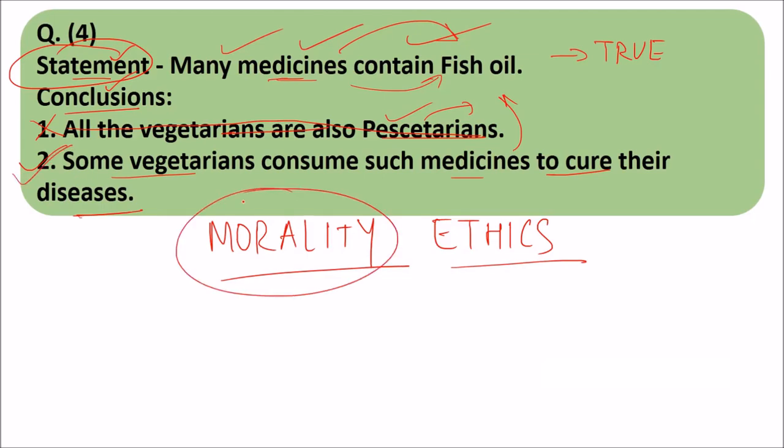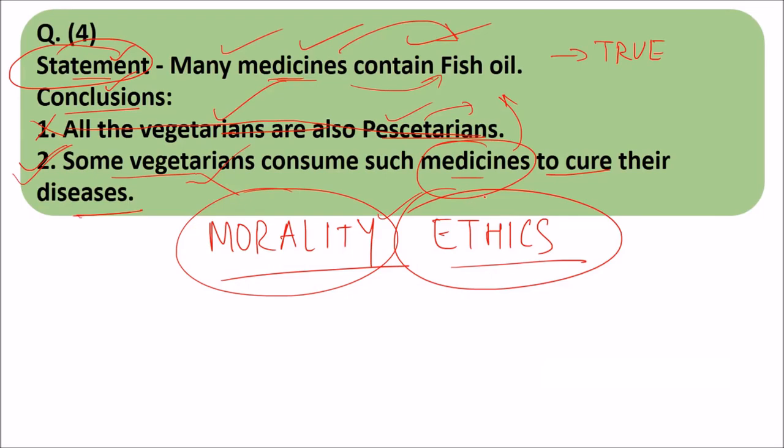So don't go by morality. By default, by morality, vegetarians should not consume any product related to fish. But vegetarians might have a disease and they have to take medicine. So don't go by morality or ethics that vegetarians should not consume anything. It is not like that vegetarians cannot take such medicine. So don't go by morality and ethics. This is a very important tip because many students make mistakes over here only. They try to go by morality, ethics, common sense and they make a mistake and tick the wrong option.